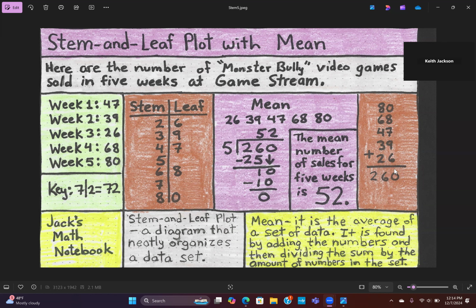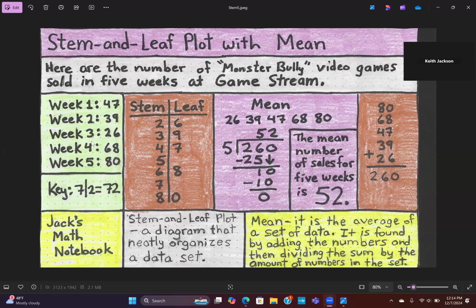But before we do that, let us take a look at our scenario, which we have right here. Here are the numbers of Monster Bully video games sold in 5 weeks at GameStream. All right, and so in week number one, 47 games were sold. In week number two, 39. In week number three, there was a little bit of a lull. There were 26 sold. And then in week number four, it picked back up to 68. In week number five, 80 videos were sold.